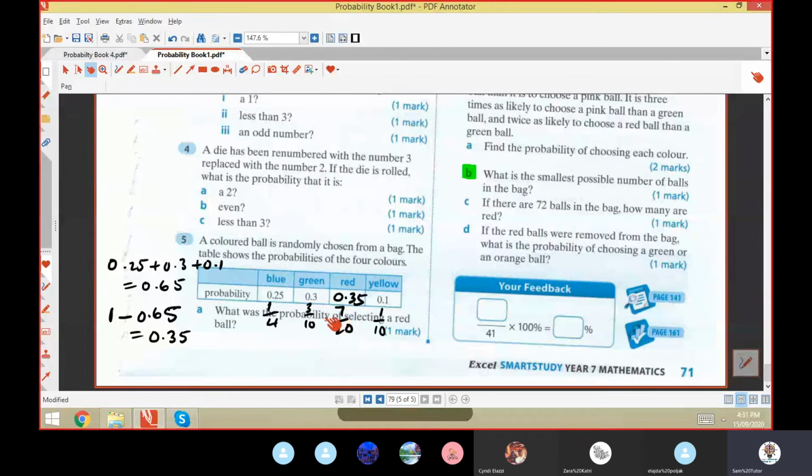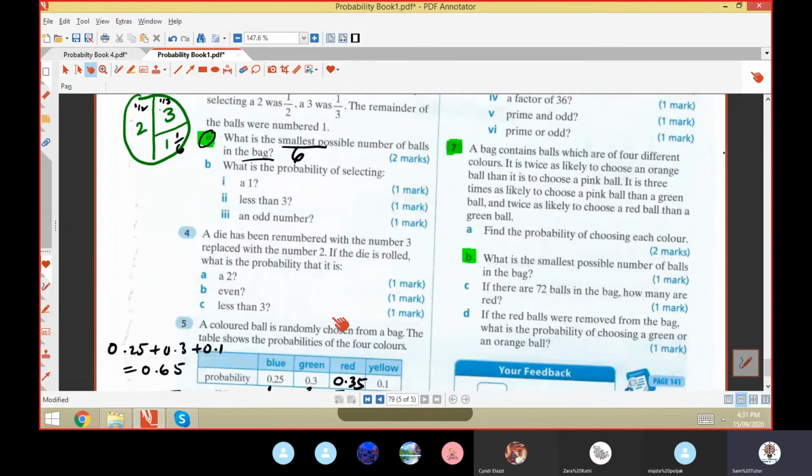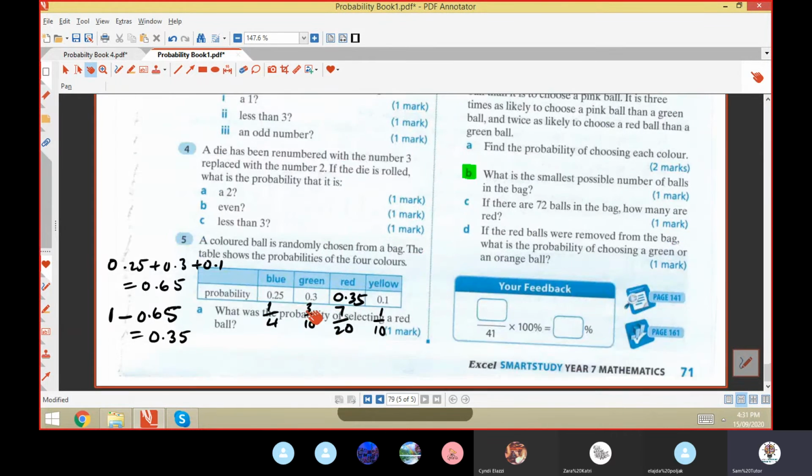So yeah, what was it? Back to this one here. What's the smallest number of balls in the bag? What would you guys say now? What must be the smallest possible number of balls? Can you have 10 balls? Can you get a quarter of 10? No, that's 2.5. So 10 won't work. Like I said, what's the largest denominator? 20. That's actually the smallest number of balls you can have.